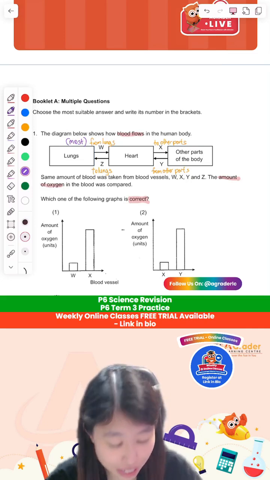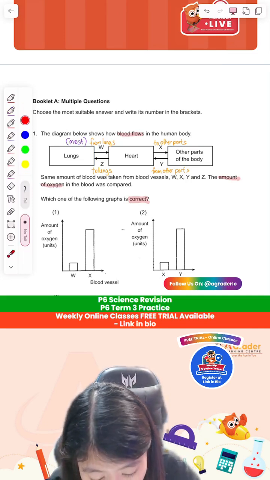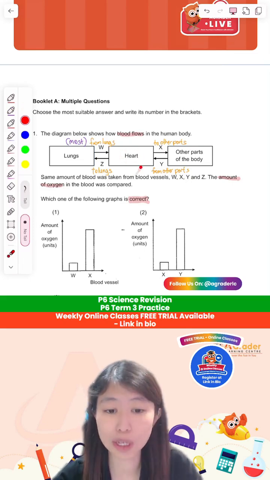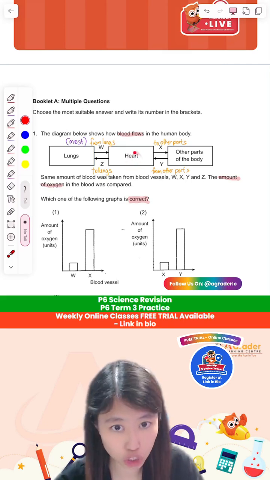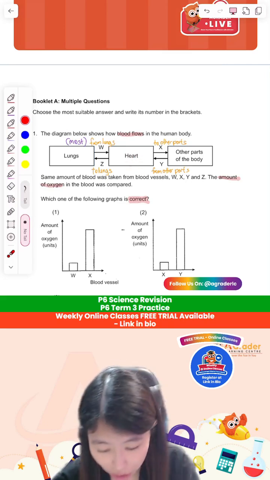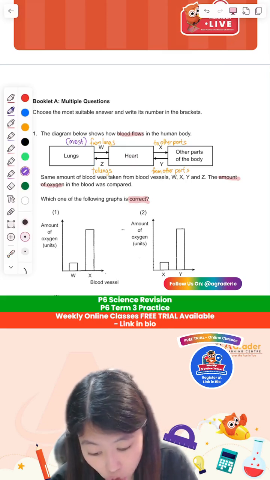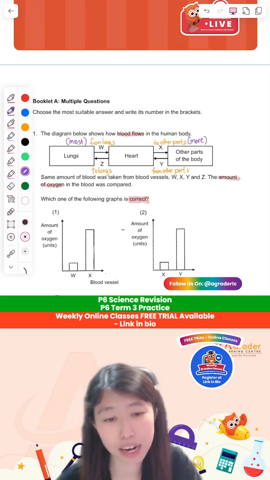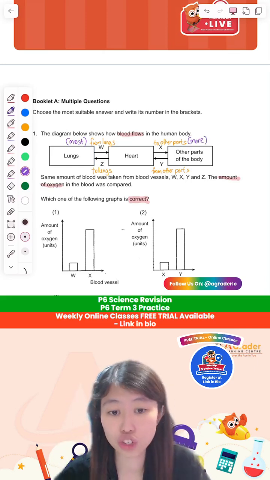Why? It's because at X, the heart is an organ. The heart also goes through respiration, so it will use up some oxygen. But when it uses up some oxygen, it still has quite a lot of oxygen left. So we'll write this as more. Not the most, but there's still more oxygen at X.